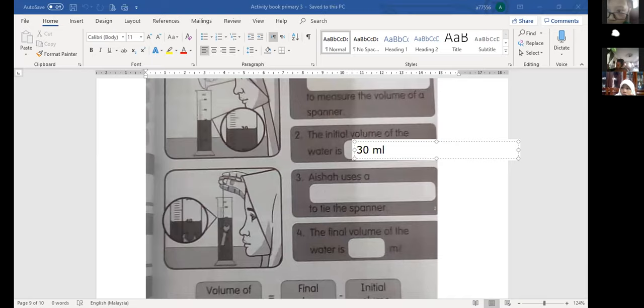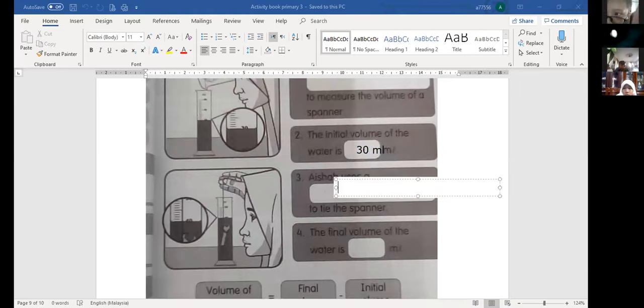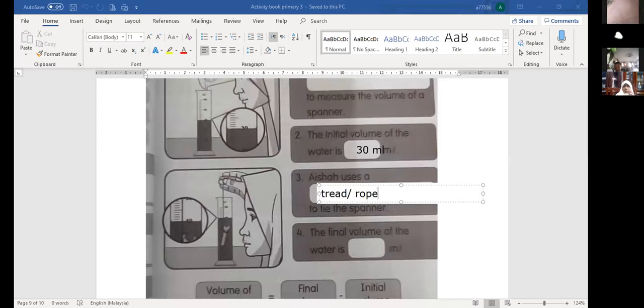Okay, Darius Razik, Aisha, what did you use to tie this up? To tie up the spanner. Okay, he used thread. You can write thread, or you write rope. Okay, he used rope here to tie the spanner. Okay, next. What is the volume of the water?